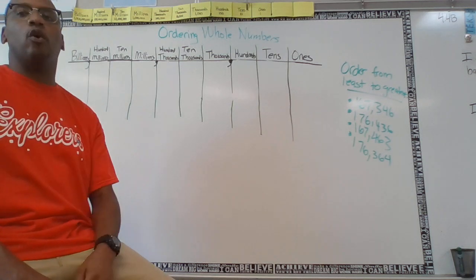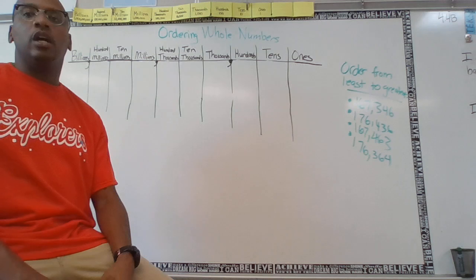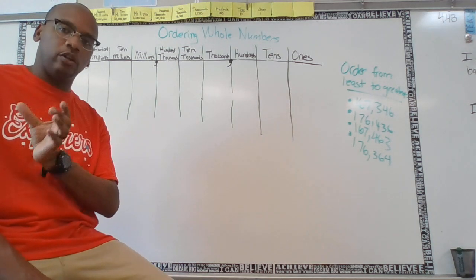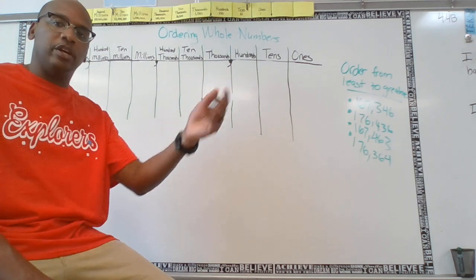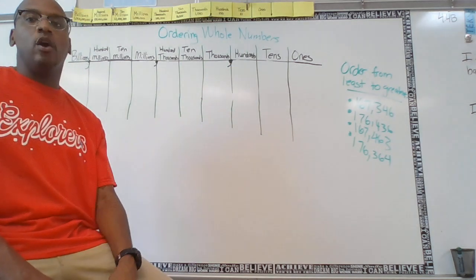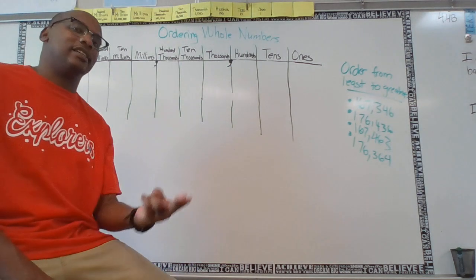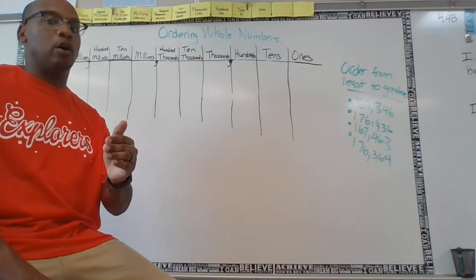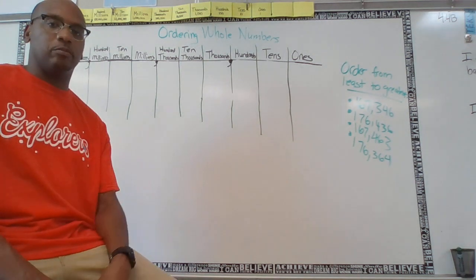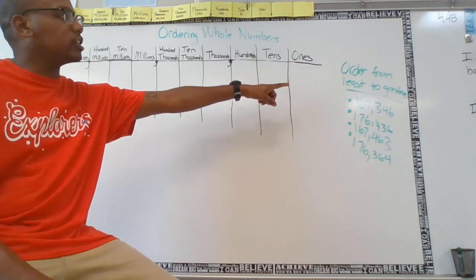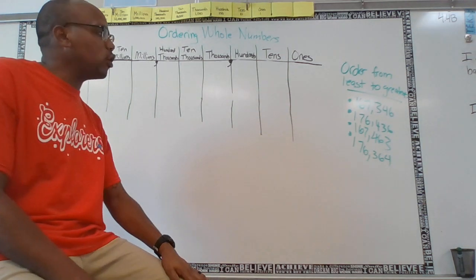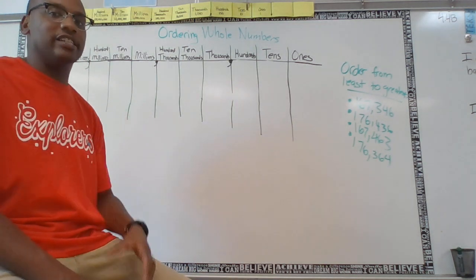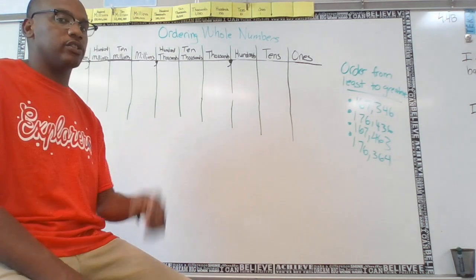The two ways that we order numbers and decimals in math class are from least to greatest, which means the smallest number, then it gets progressively bigger and finishes with the greatest at the end, or greatest to least, which means we start with the biggest number and get progressively smaller and finish with the smallest number on the end. In this example, we have four numbers that we are going to order from least to greatest, from smallest to biggest.